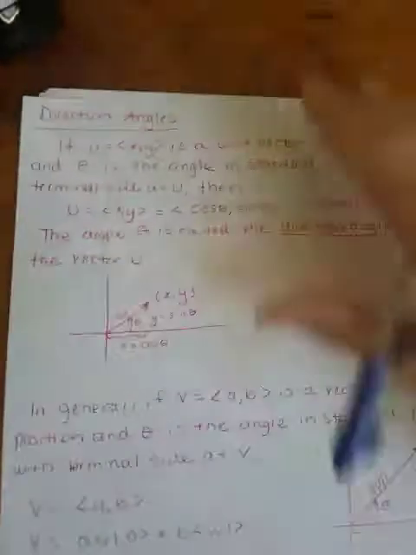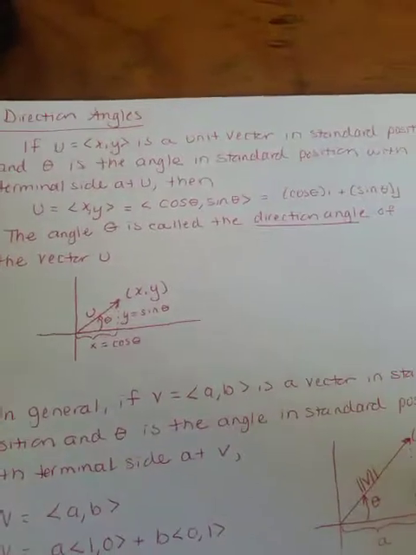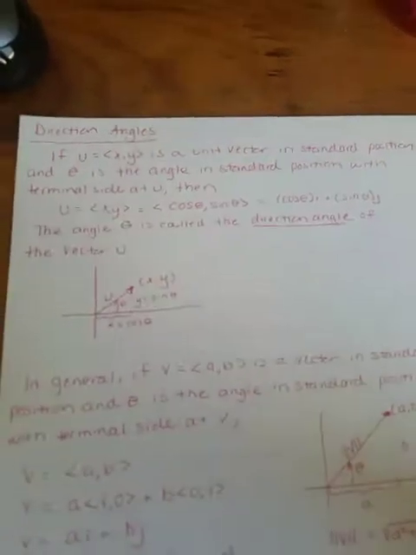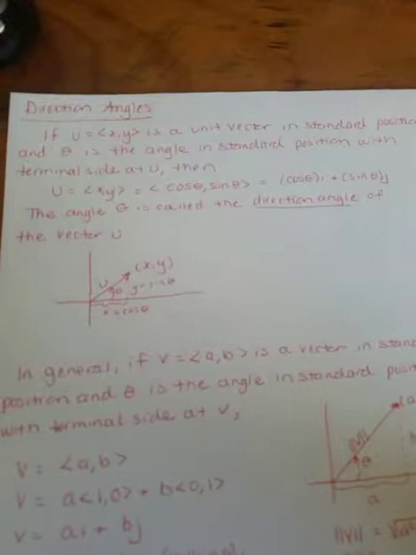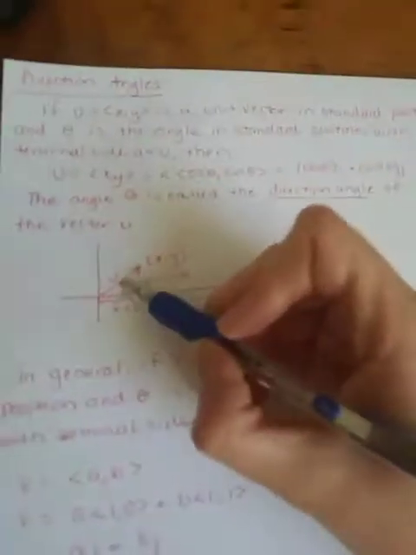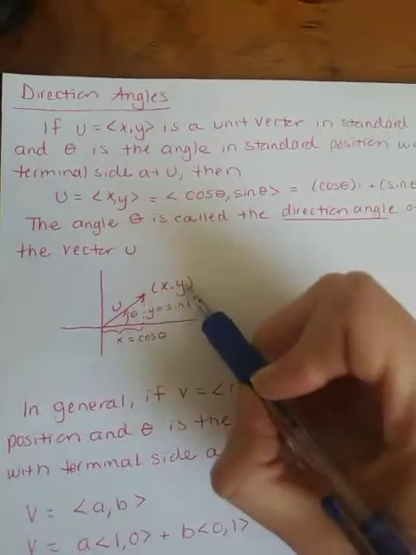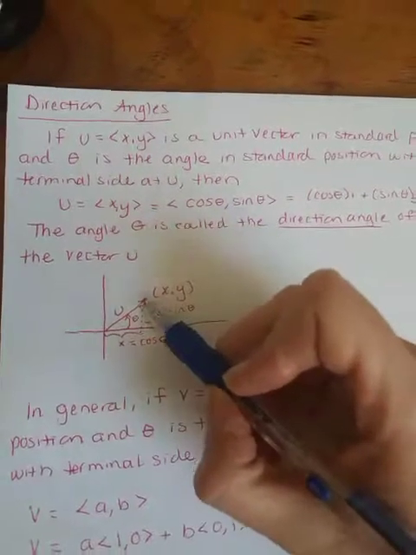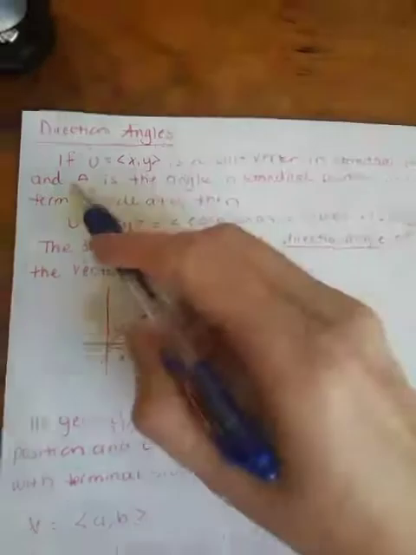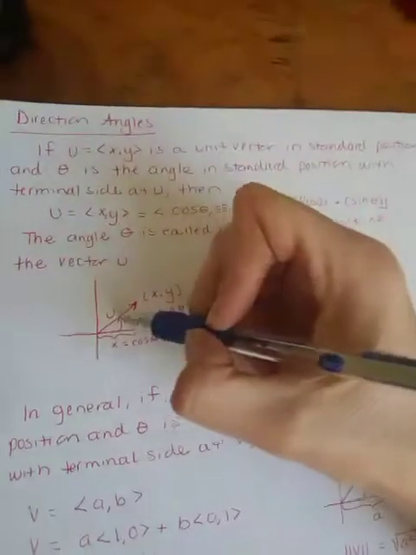All right, moving on. Sorry, I had this backwards. I apologize. Here we are. So direction angles. If u in component form is ⟨x, y⟩, and that's a unit vector in standard position, and theta is the angle in standard position with terminal side at u. So this is what I just said in words. Here's your vector u. It's your unit vector, and it ends at (x, y), and it's in standard position, so that means it's at the origin. Also, theta is in standard position. So here's an example of theta, and its terminal side is at u.